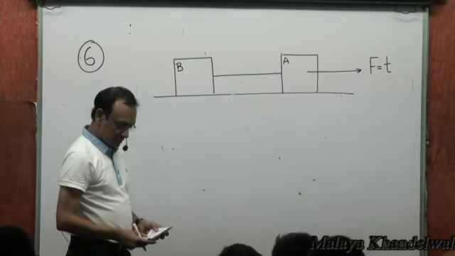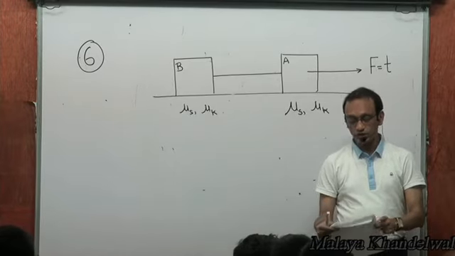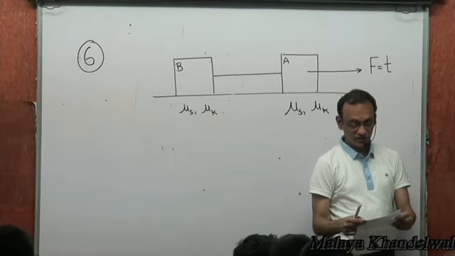Assume at t equal to 0, tension was 0 in the string, and so on and so forth, where mu s and mu k are coefficients of static and kinetic friction. All right. Okay. Now, there are various options given. Variation of friction with time. Frictional force acting on A with time.